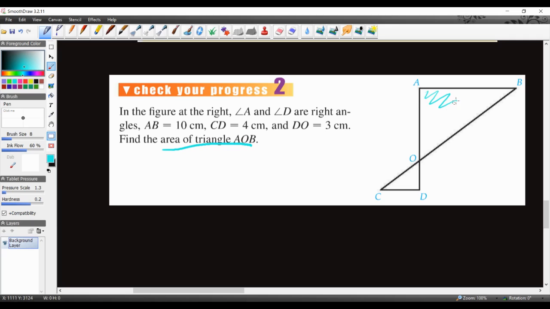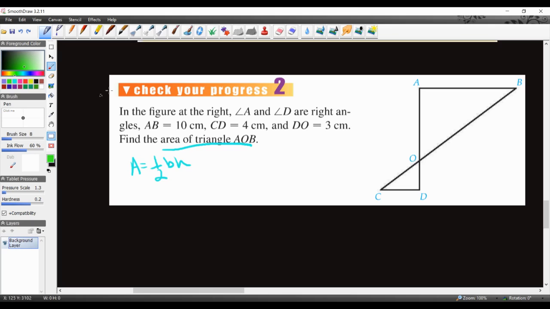So we need to find the area of this triangle right here. Okay, that's what we are looking for. To find that, remember that the area is equal to 1/2 the base times the height. So in this triangle, this up here would be my base, and this piece right here would be my height. So I need those two items to find the area of that triangle. Just keep that in mind.